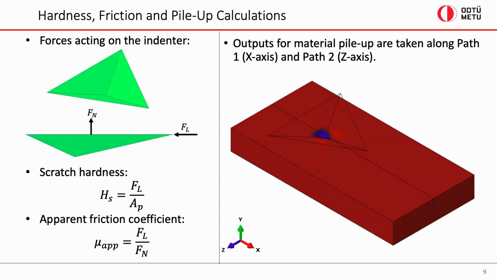So the indenter goes into the material and scratches along this direction, as I've shown before. And now we are interested in these two paths. The first path is along the scratching direction, the direction that the indenter moves. And the second path is along the lateral direction of the indenter, from the sides of it.